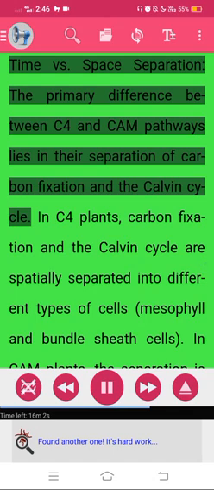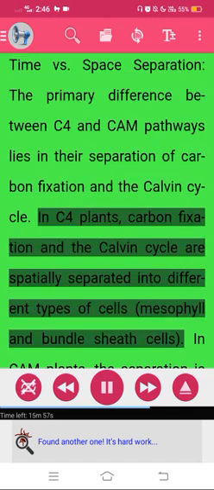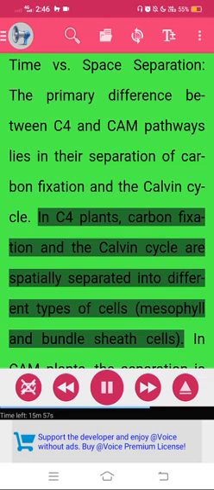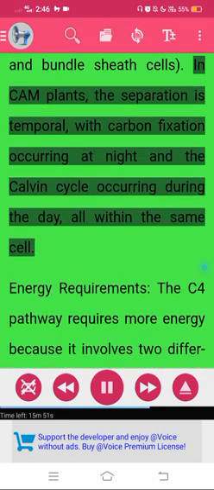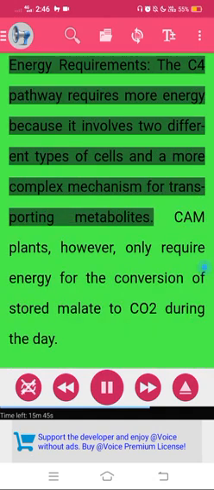The primary difference between C4 and CAM pathways lies in their separation of carbon fixation and the Calvin cycle. In C4 plants, carbon fixation and the Calvin cycle are spatially separated into different types of cells, mesophyll and bundle sheath cells. In CAM plants, the separation is temporal, with carbon fixation occurring at night and the Calvin cycle occurring during the day, all within the same cell.